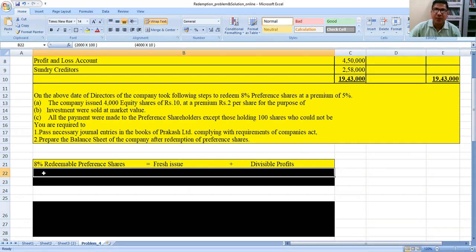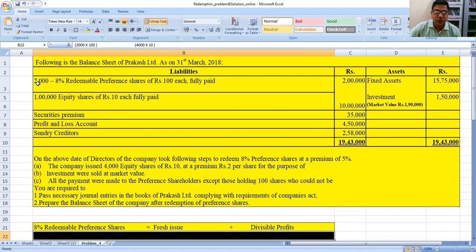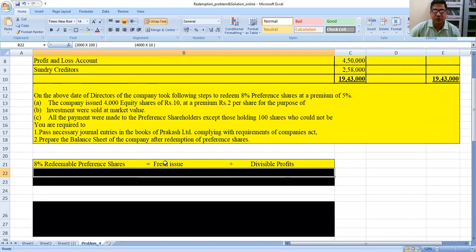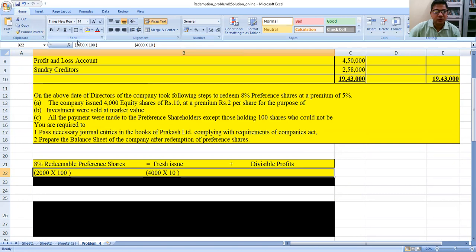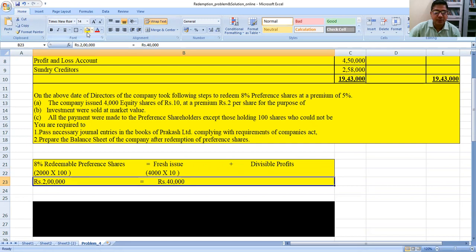आता आपल्याला किती अमाउंट preference shareholderला द्यायची, तर 2000. They says that they will redeem 8% preference shares at a premium of 5%. तर redemption कसं चाललंय, 8% preference shares at a premium of 5%. They will give the 5% premium also. So here we should find out how much value we will provide it to the preference shareholders. So we should know about the 2000 into 100. याचा अर्थ किती अमाउंट आपण preference shareholder देणार आहे, 2 lakh rupees.